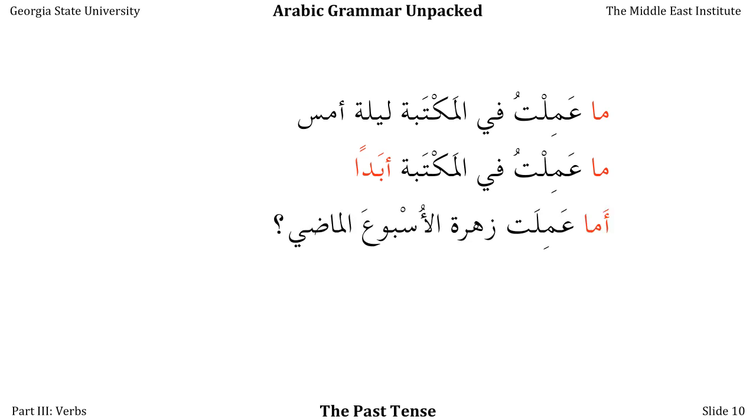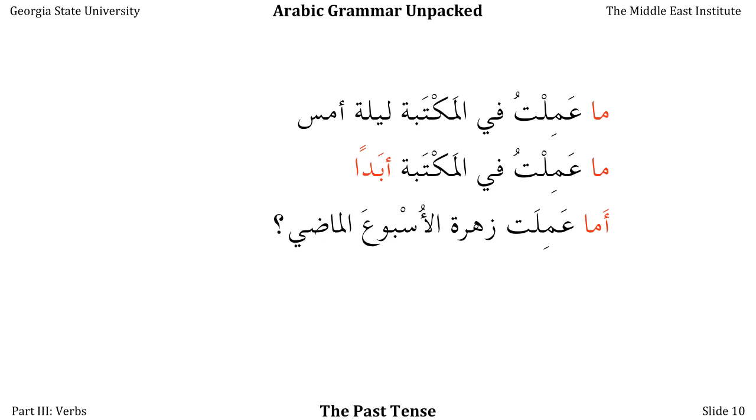If we're going to ask a negative question, hal plus ma becomes ama. So ama amilat Zohra al-usbu al-maldi. Didn't Zahra work last week? This is something that you should get used to because that particular combination of letters, alif, be, hamza, mim, alif, can also represent the word "however" or "nevertheless." So see it in this case as the way of asking the negative question. Didn't Zahra work last week?